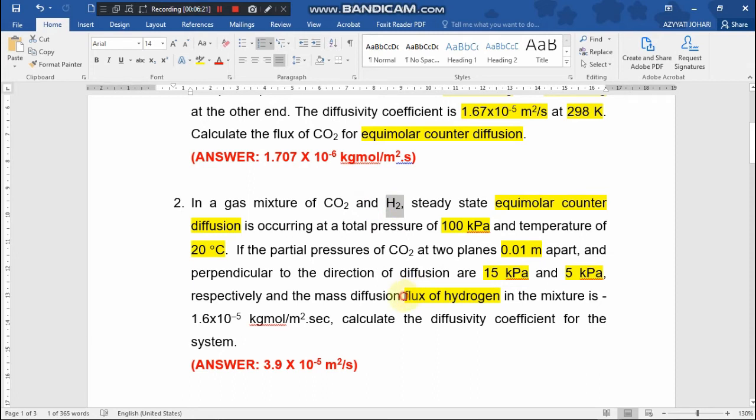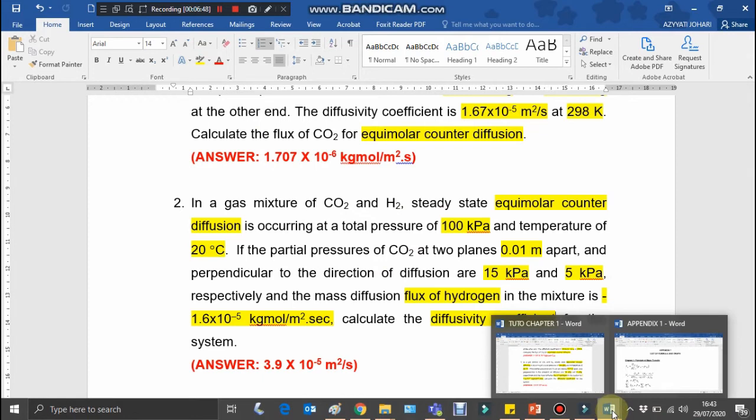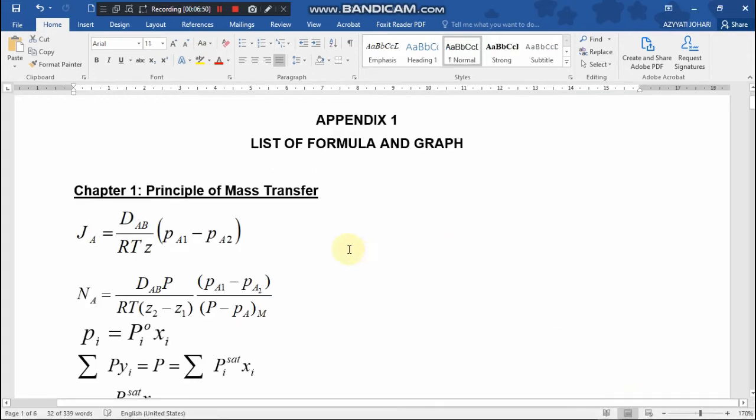The question did not give you the flux for A. So this value, minus 1.6 multiplied by 10 to the power of negative 5 kmol per m2 second, is the JB value, and the question asks you the value for DAB, the diffusivity coefficient. So it is not always the case that the question asks you to find the flux or J. The question may also ask you to find the DAB.